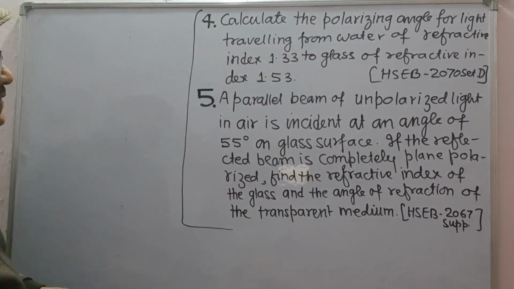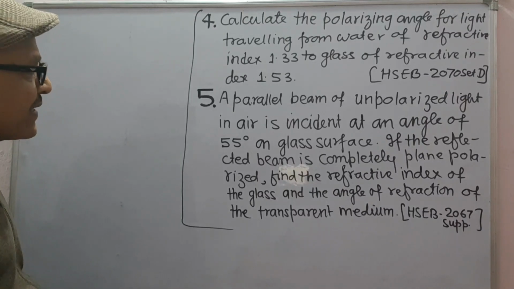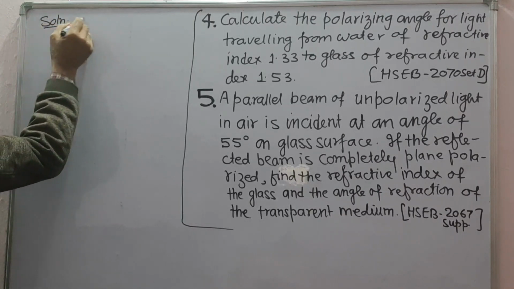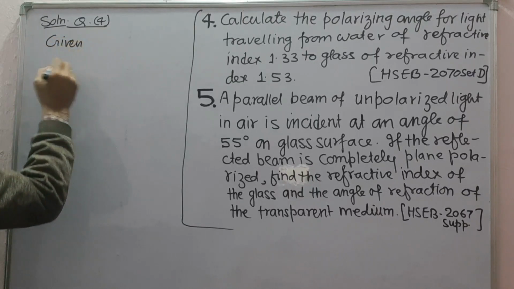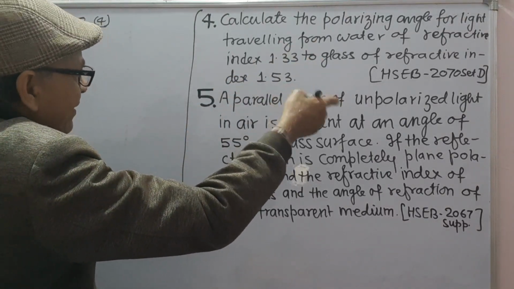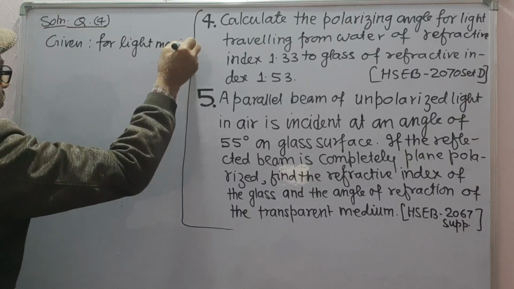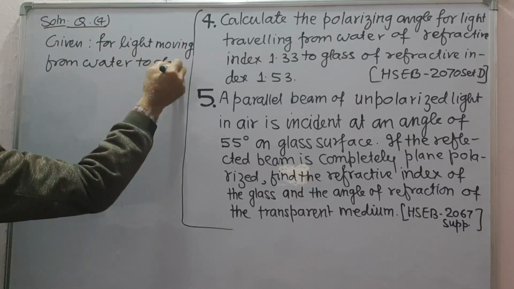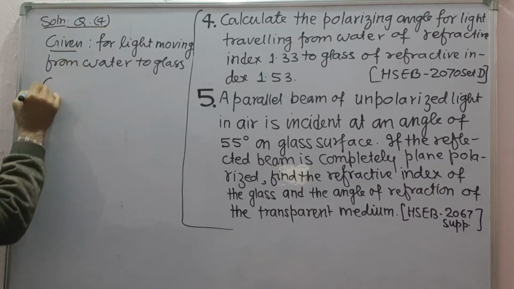Question number 4. Calculate the polarizing angle for light traveling from water of refractive index 1.33 to glass of refractive index 1.53. Solution to question 4. Given, light is moving from water to glass. We have to find the polarizing angle. Theta P is what?